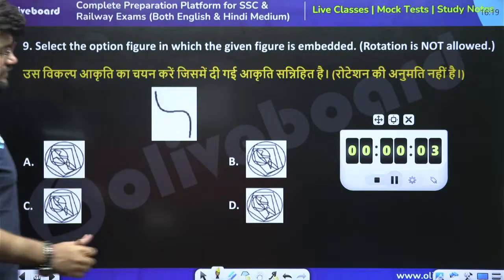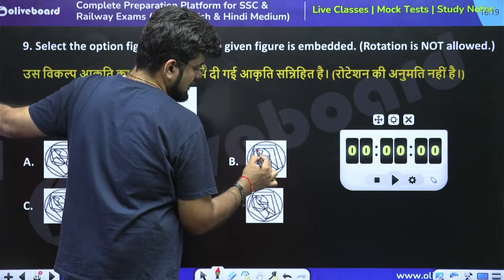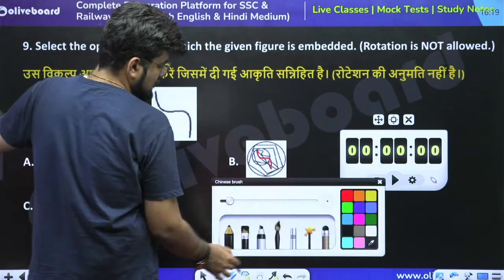Directly visible here. Directly visible in option B. Nowhere else can you see it completely there. So option B is the right answer. Easy.